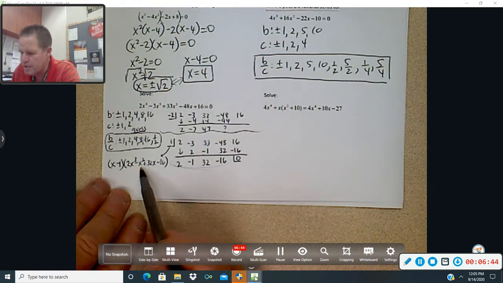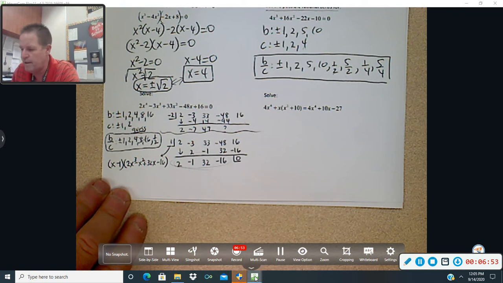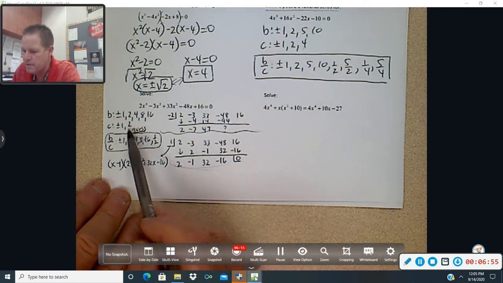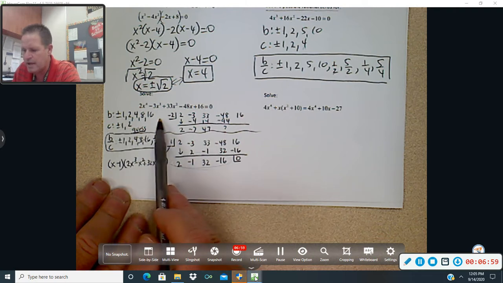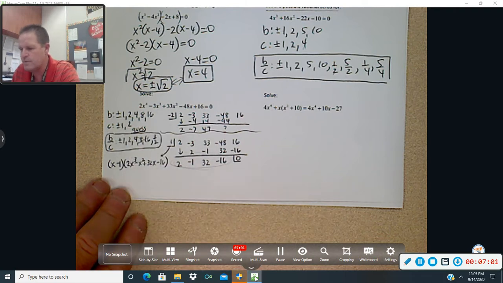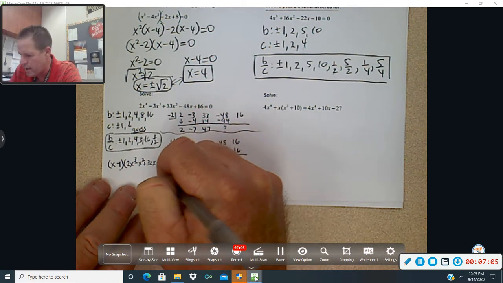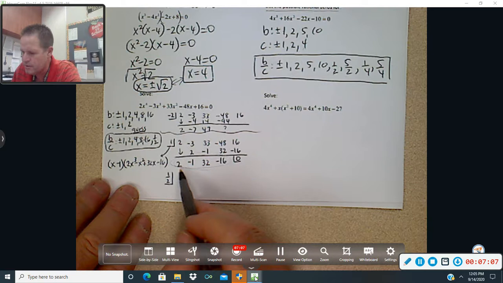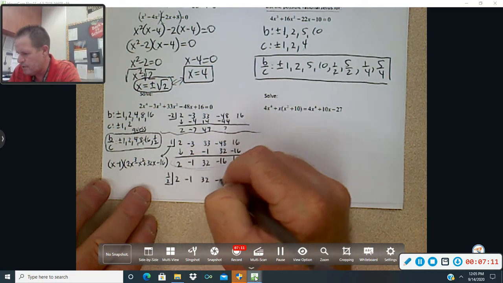Now because you still have another x cube, oh no, we have to do this b's and c's thing again. But the good news is the b's and the c's are the same numbers. Look at the back number 16, we already got it. And the c's are the same as well. Again, I know what works, so I'm going to go to what does work right away. 1/2 in the box, and we're going to use again 2, negative 1, 32, negative 16.